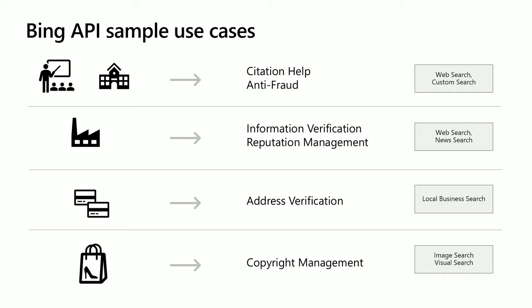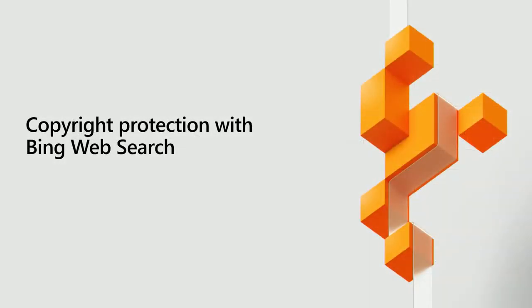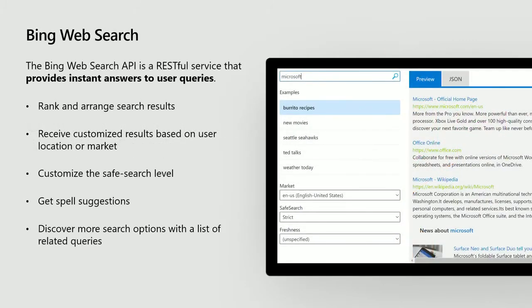And finally, we can use our visual search capabilities and our web search capabilities to do copyright management. And I'll show you how to do that today in a demo as well. And it's all really, really easy. Why? Because we've done all the heavy lifting for you with these APIs, and you can get these things going in literally minutes. So let's start with what I'm calling copyright protection, but as you'll see, you could use it in many different ways.